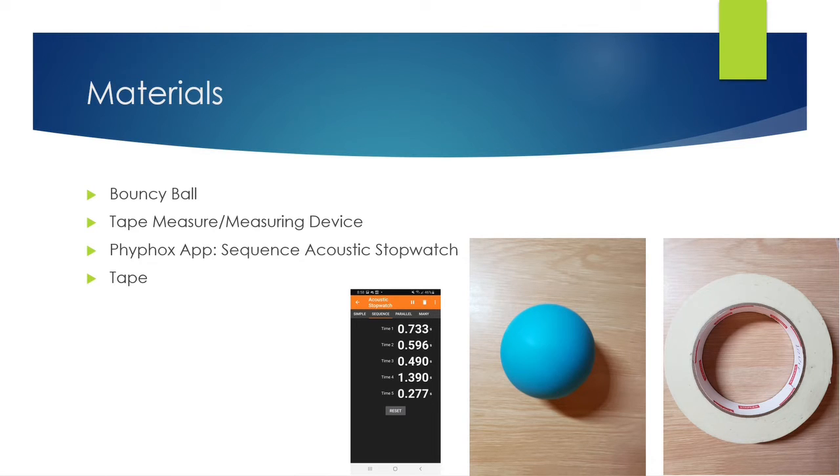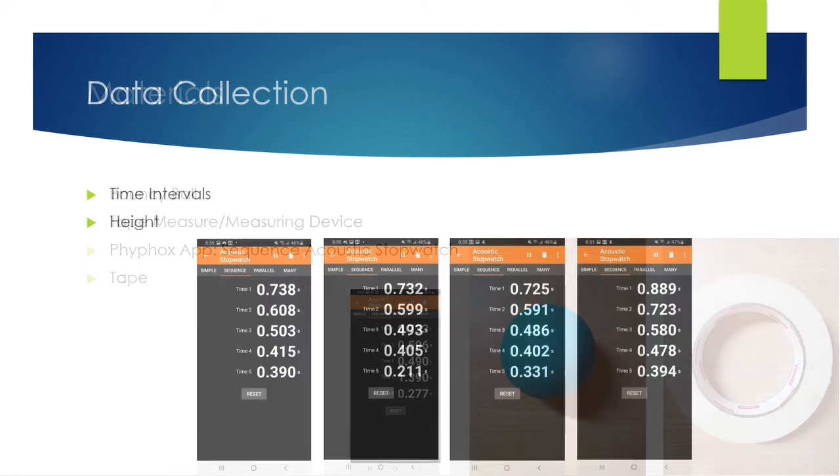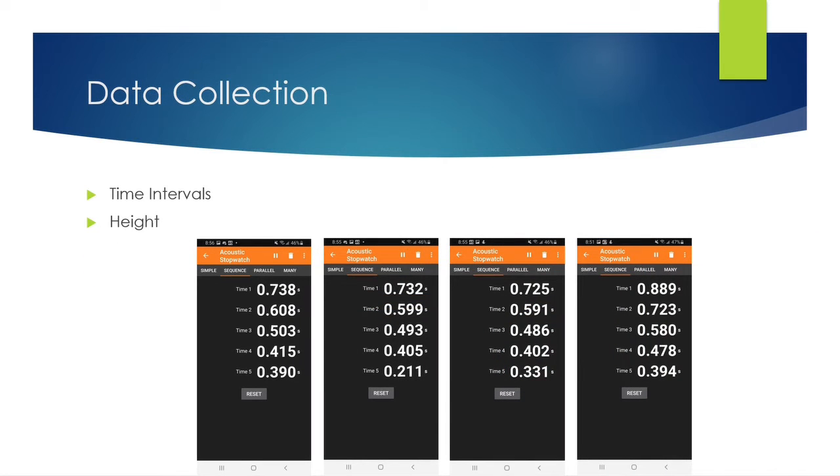the 5 Fox axis. For this lab, we will be using the acoustic stopwatch in sequence setting, as well as tape or some sort of marking device so that you can drop the ball from the same height each time. Data collection will be taking the time intervals that 5 Fox gives us. We will also be documenting the height at which the ball is dropped from, as well as the first rebound height. This will be used for calculations later.